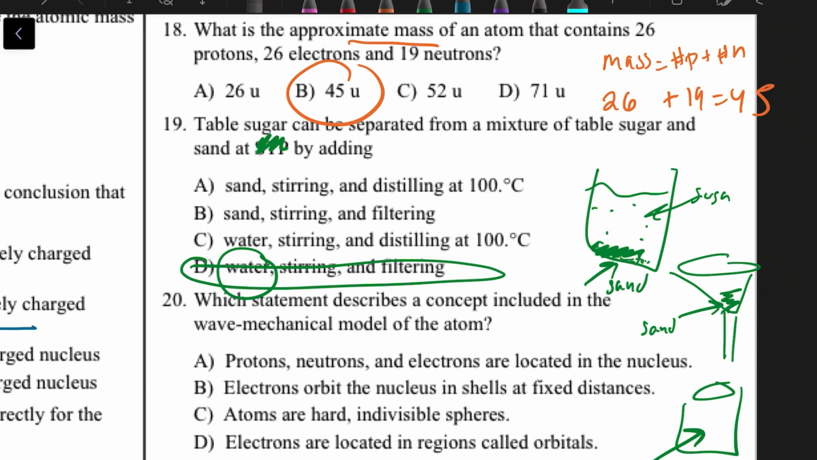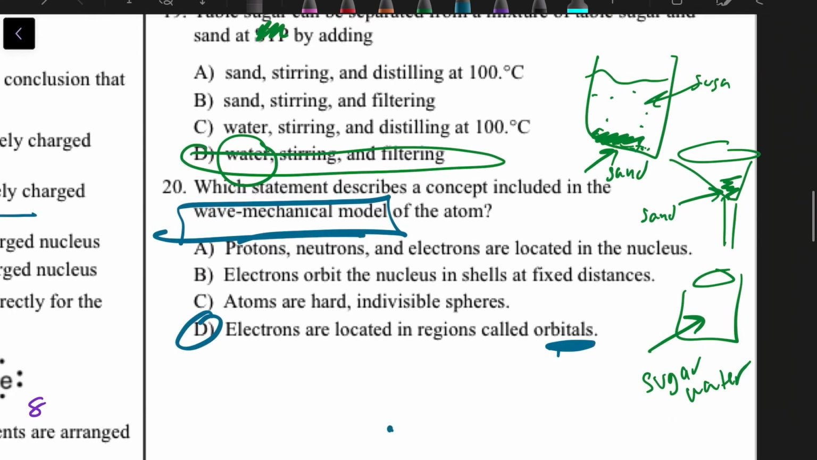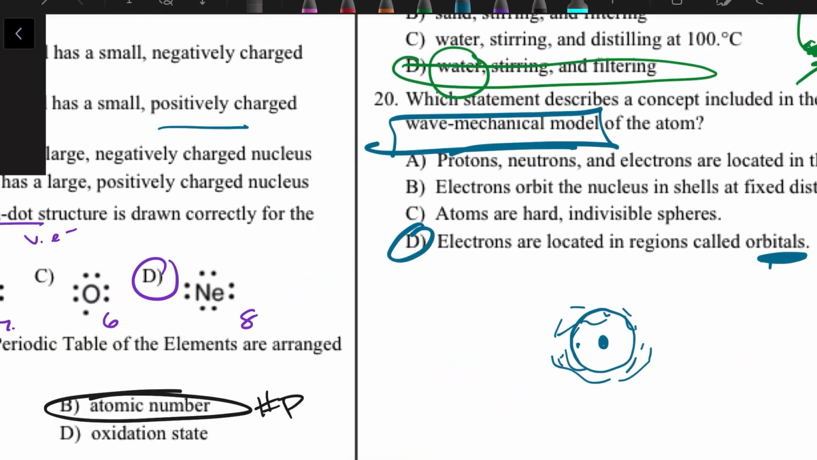Number 20, which statement describes a concept included in the wave mechanical model? So this is just kind of a fact that needs to be memorized. Wave mechanical model is orbitals, so that most probable location. So your nucleus, it's not going to follow a perfect circle. It's going to be in a general area.